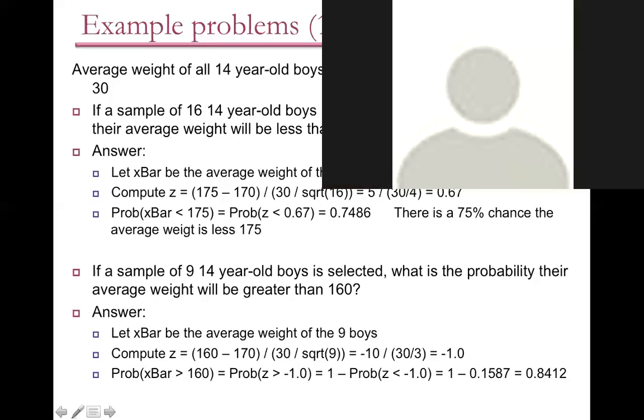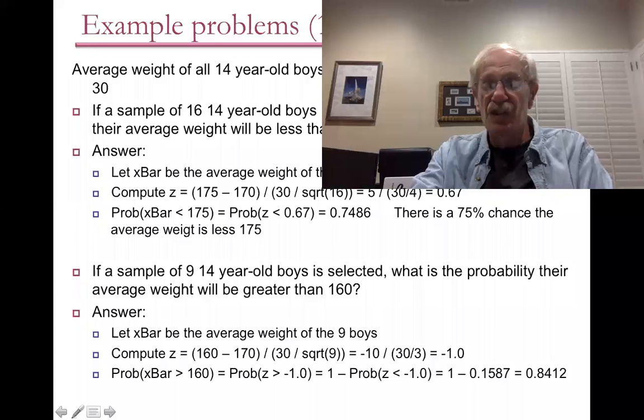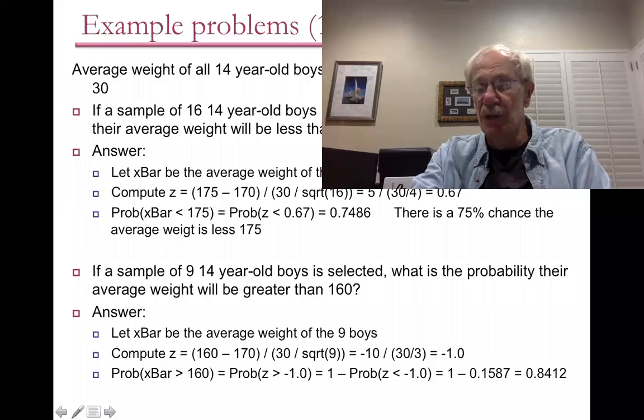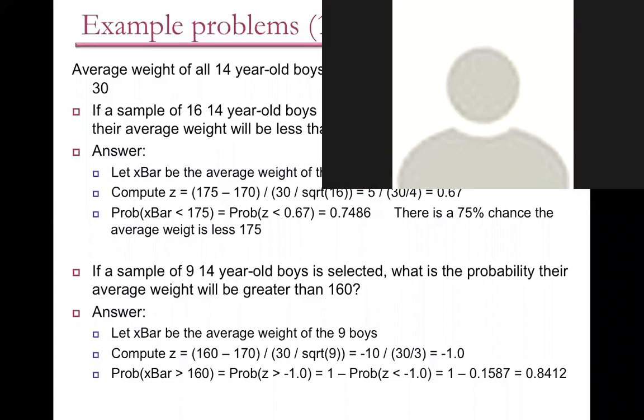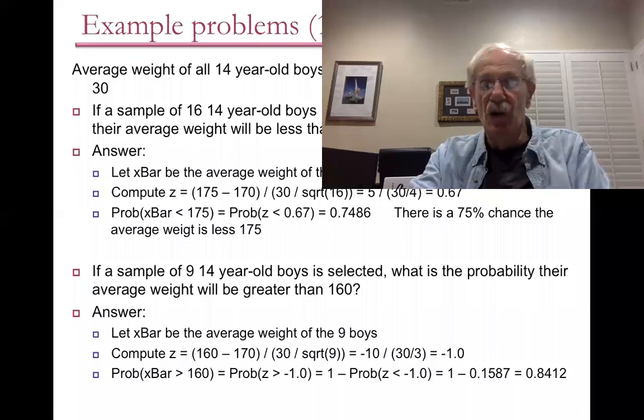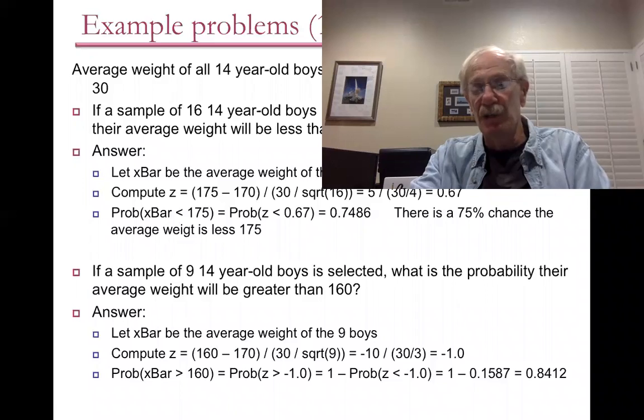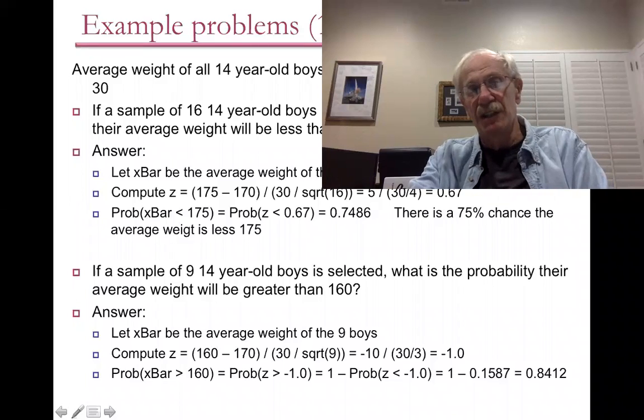So if it came out to like a 1.4, would you have to go over on the z table? You mean if the z-score came out to be minus 1.4? Yeah. So you would go over to the minus 1.4 row and find the value there. Yes, you need to get to the second decimal place, which is the top row.